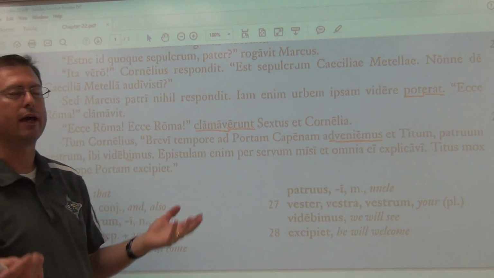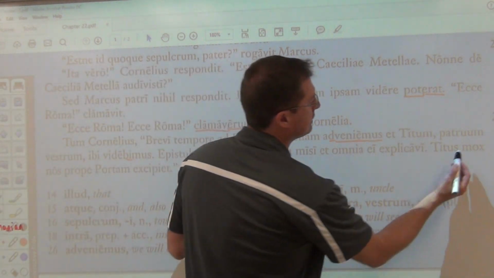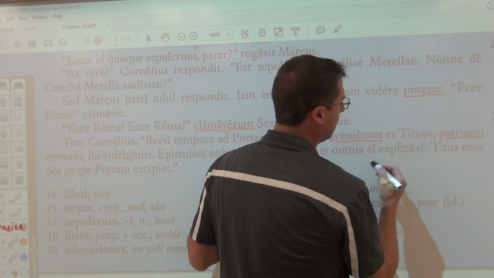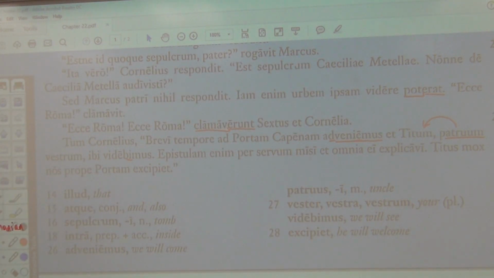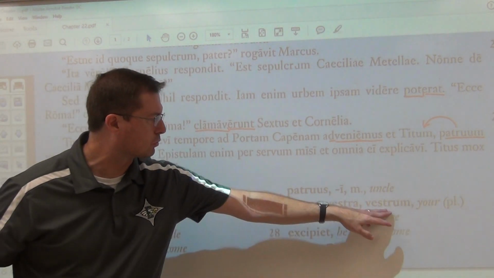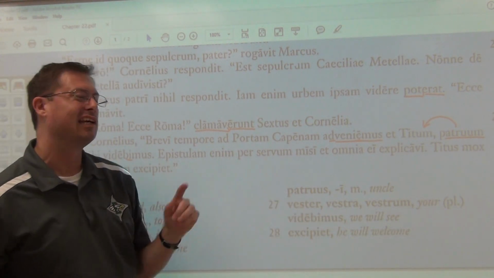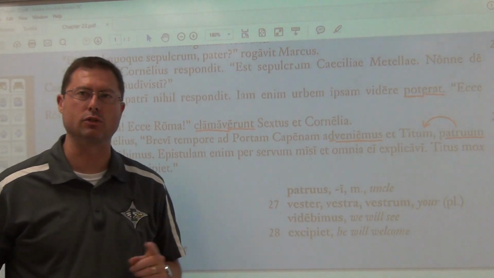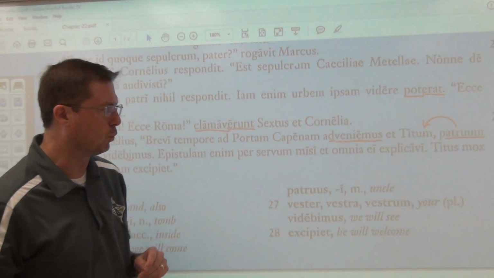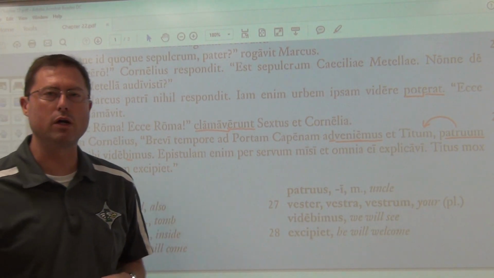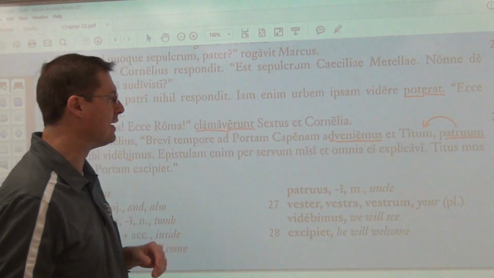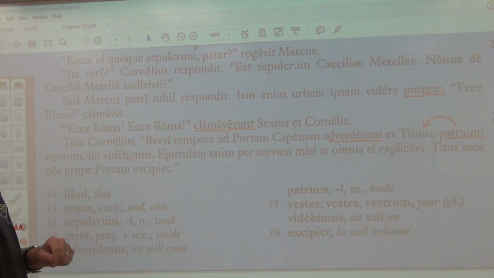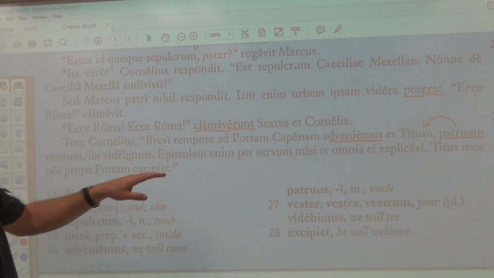And then Titus, we have an appositive. Who is that? The appositive merely is another word. It is renaming another word, telling us more information about it. Patruum vestrum, your or y'all's uncle. Vester, vestra, vestrum. And of course the patruus is not only an uncle, but it's your paternal uncle. In other words, the brother of your father. And there's another word, avunculus. That would be the one for a brother of your mother, maternal. But this is your paternal. So, your uncle, giving information as to who it is.